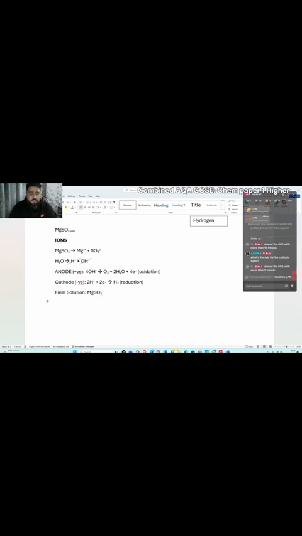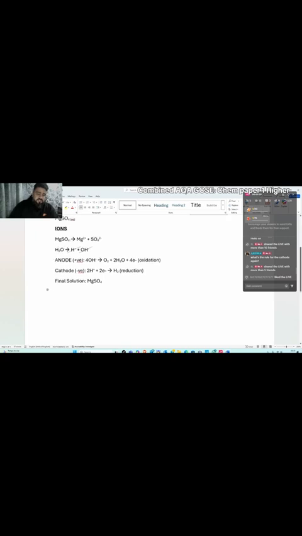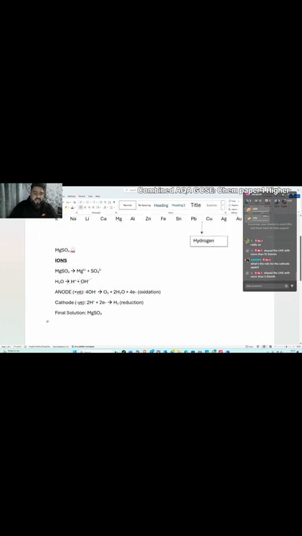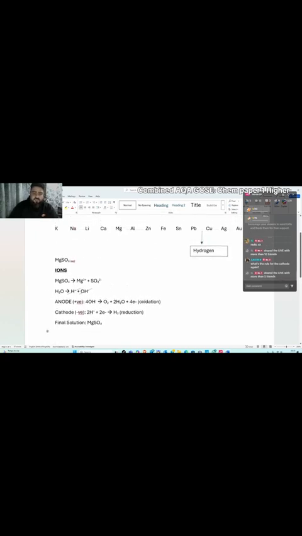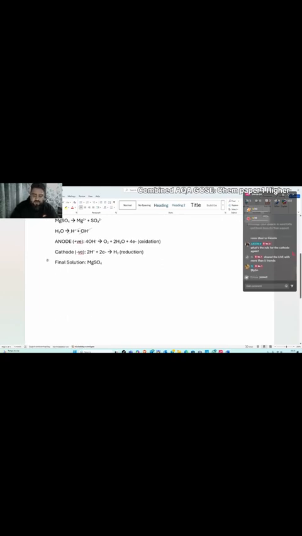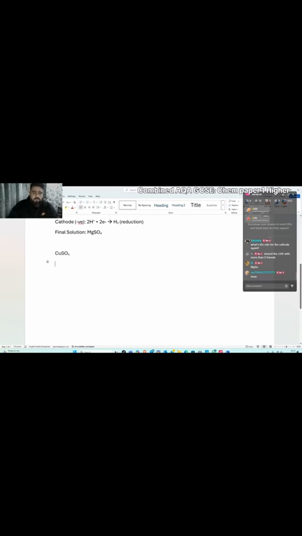Right. Now, where is this useful? It's useful when we have something less reactive than hydrogen, which is copper. So let's have a look at copper, and really copper would be what they would ask you for. We're going to go to copper sulfate, and we're going to carry out extraction of copper from copper sulfate, and we're going to do exactly the same thing.